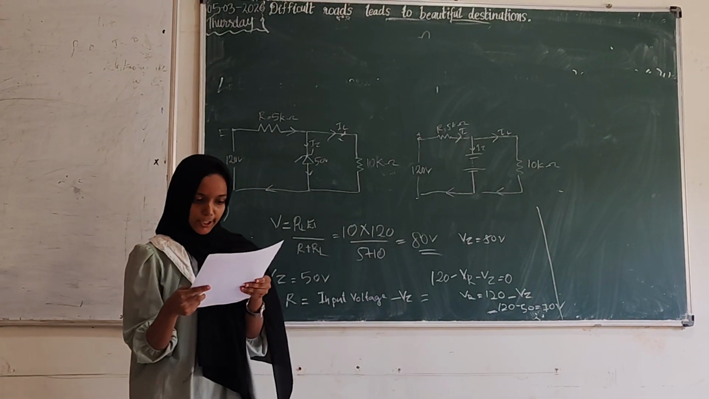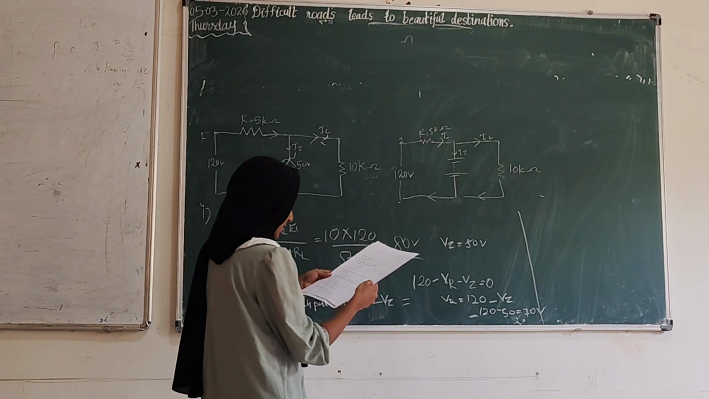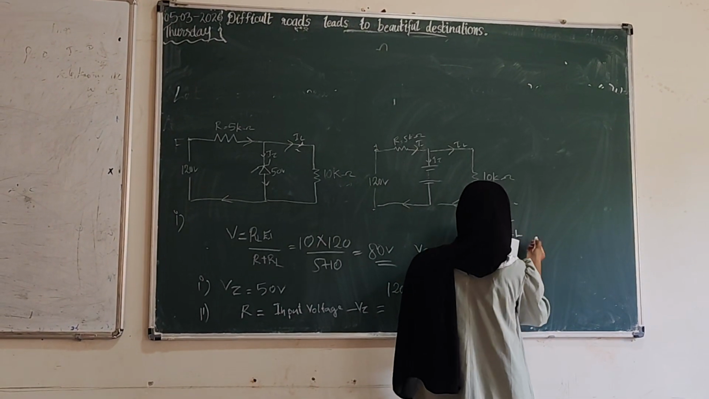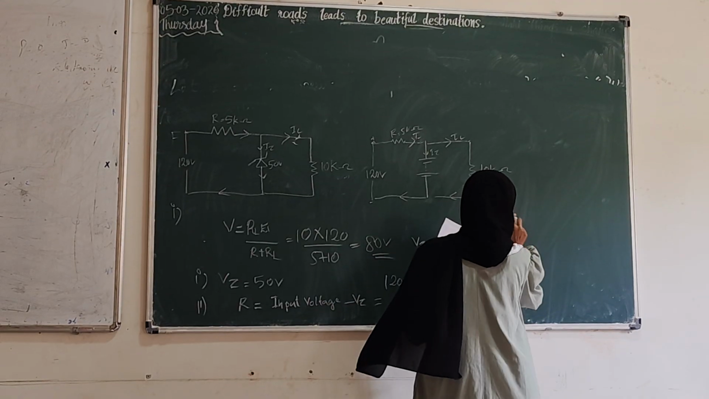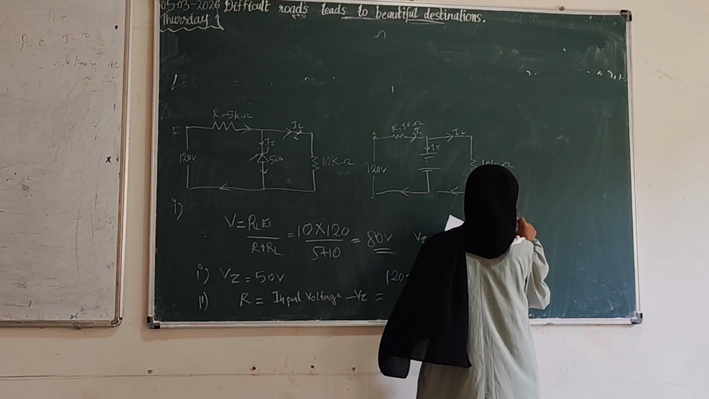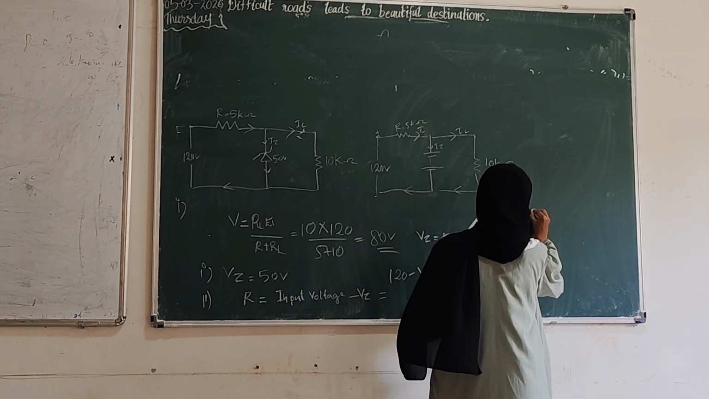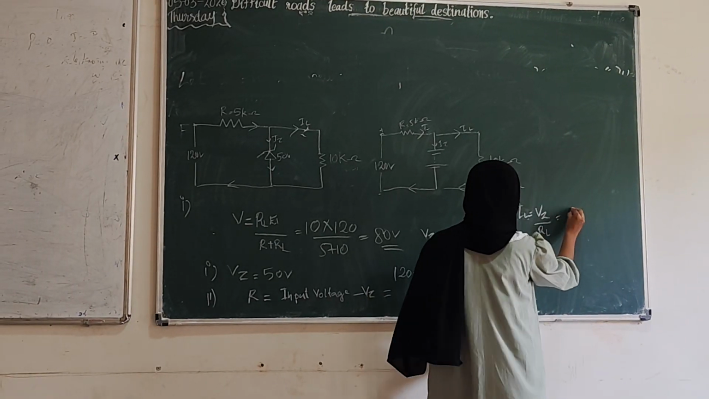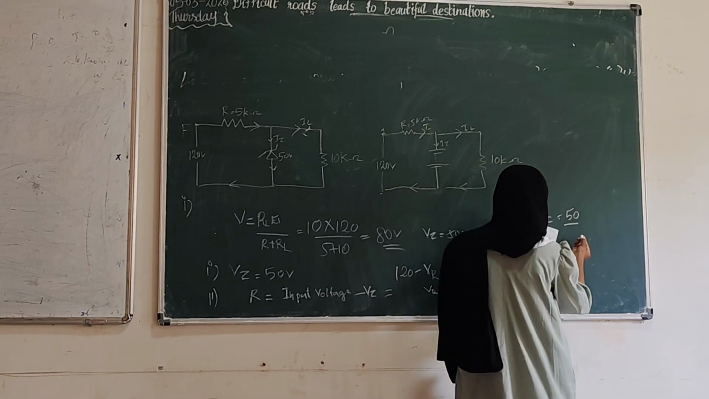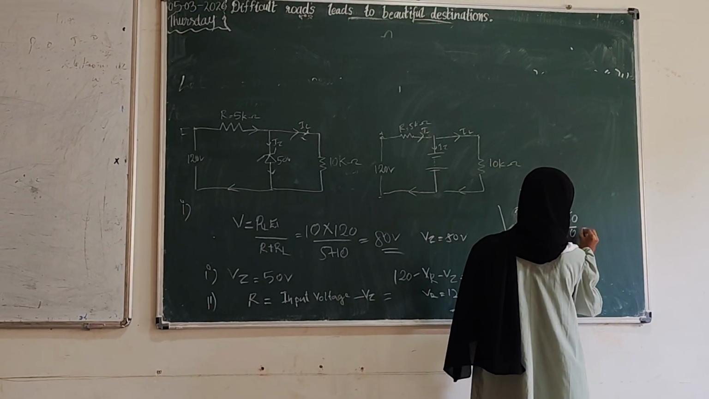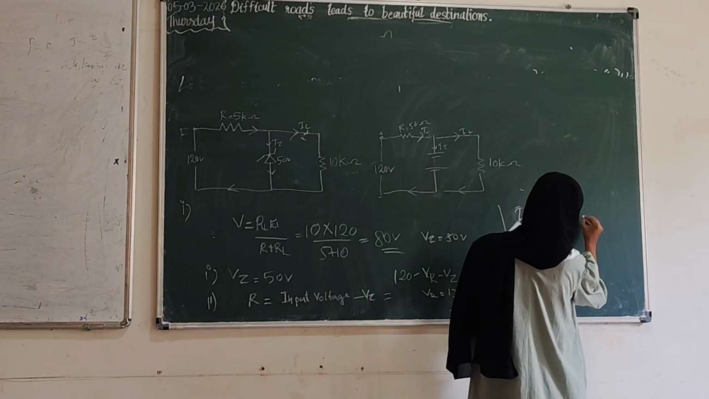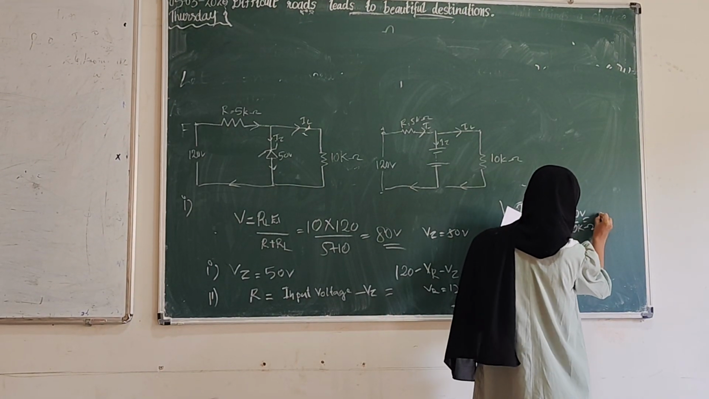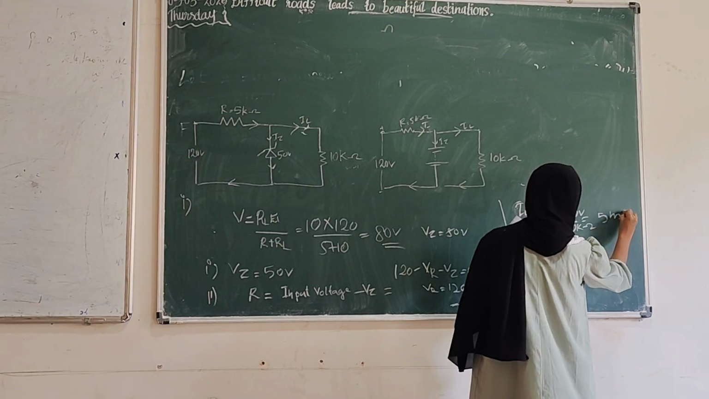Next question, the current through the zener diode. First we want to find the current through the load. The load current IL is equal to VZ by RL. VZ is 50 and RL is 10, that is 50 by 10, which is 5 milliampere.